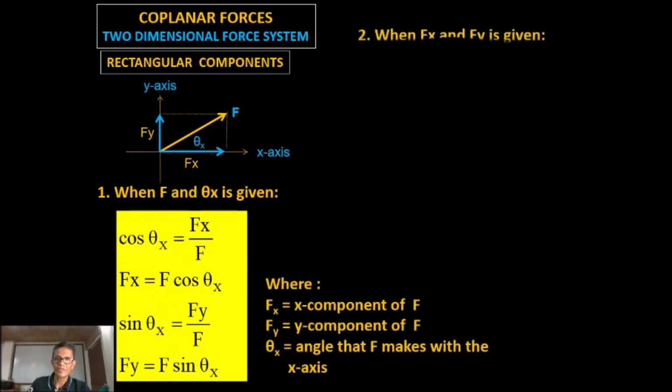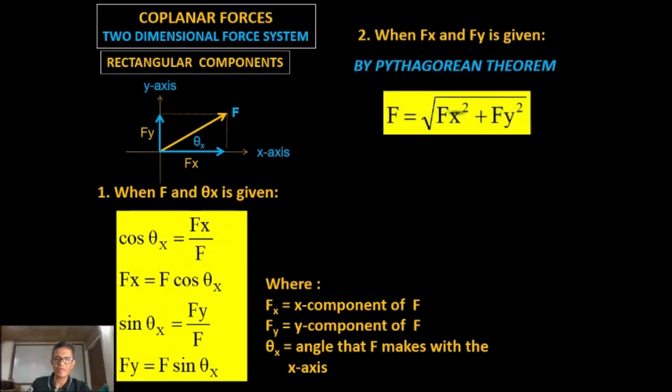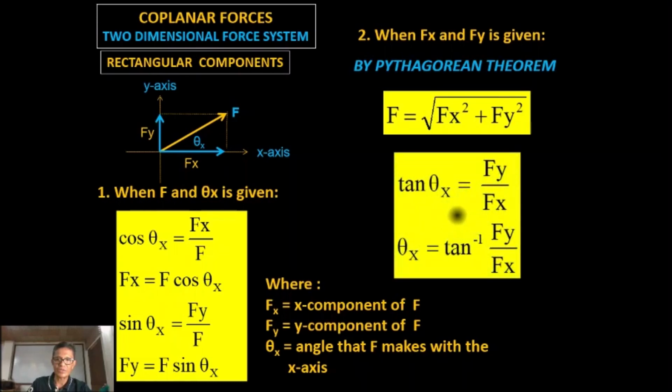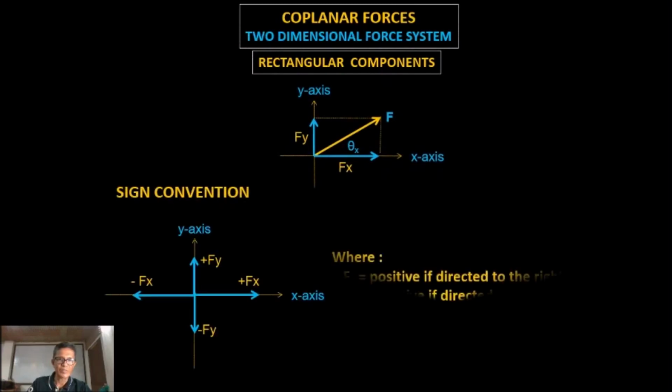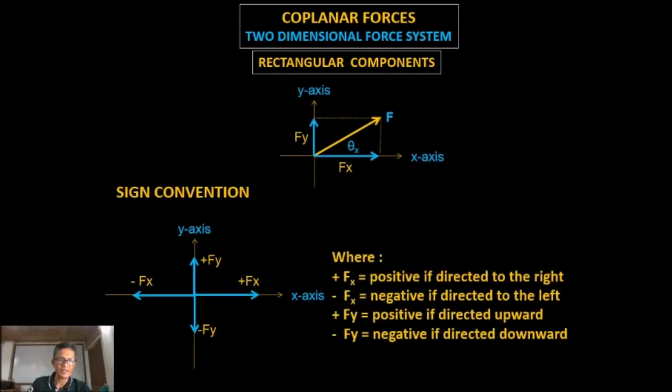Then when Fx and Fy are given, we use the Pythagorean theorem to solve for the magnitude F. So F is equal to the square root of Fx squared plus Fy squared, and theta x is equal to the arctangent of Fy over Fx. For the sign convention, Fx is positive to the right and negative to the left. Fy is positive upward, negative downward. Then we have the notation.